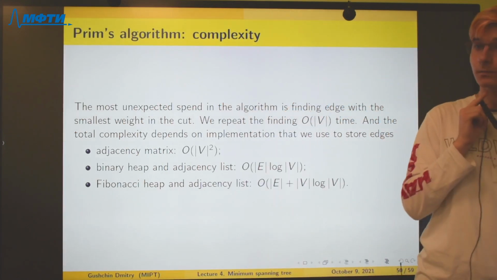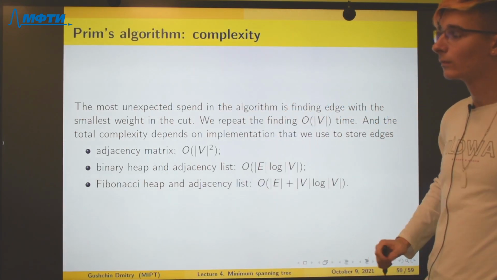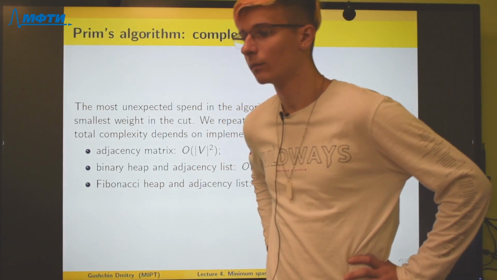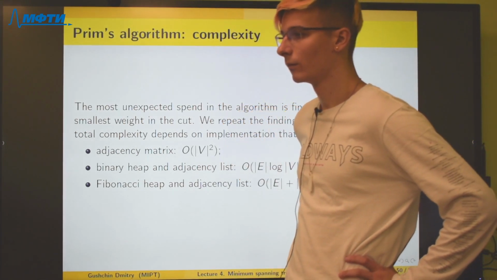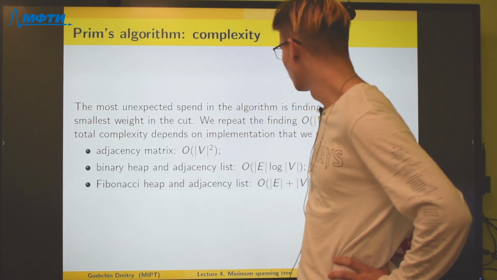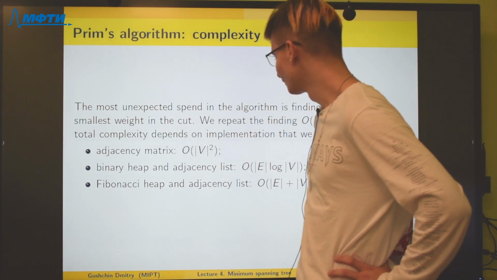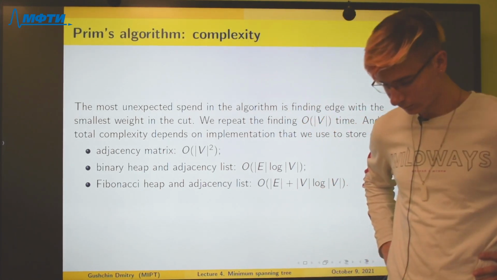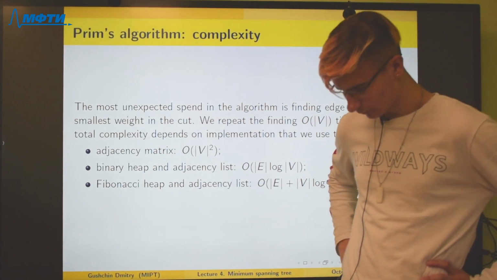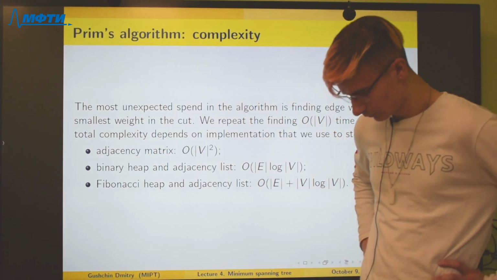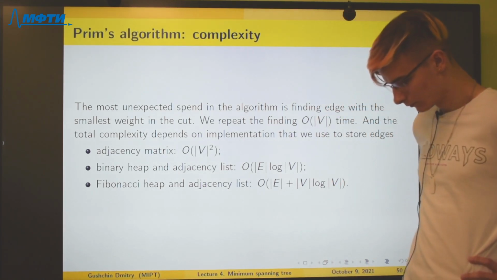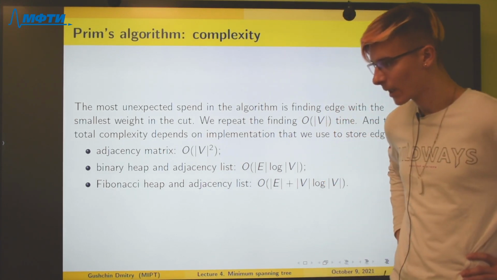Like we need to look at the edge. We use the adjacency matrix to find the smallest way. You mean the O of V squared is used to find the smallest way? The smallest weight.